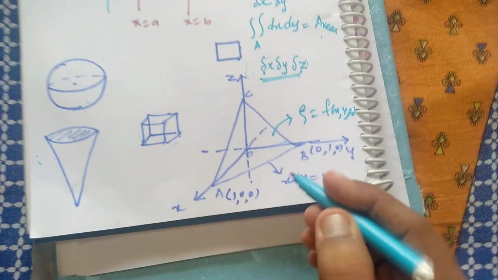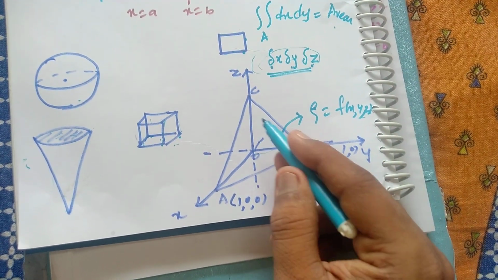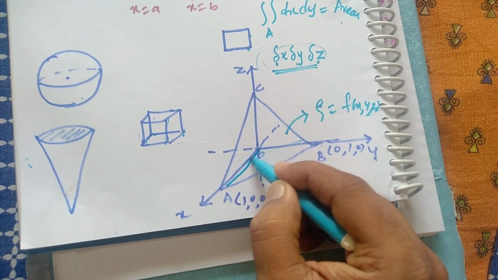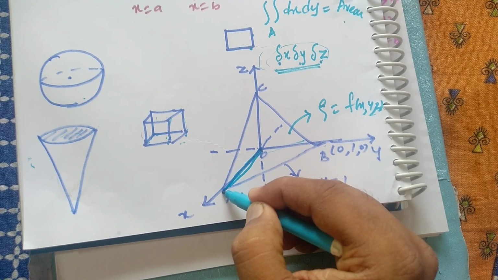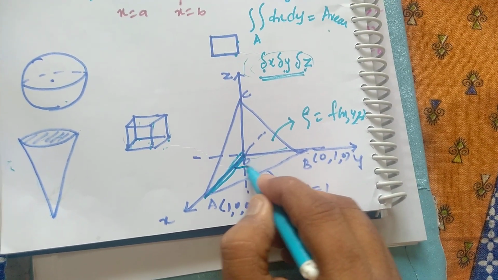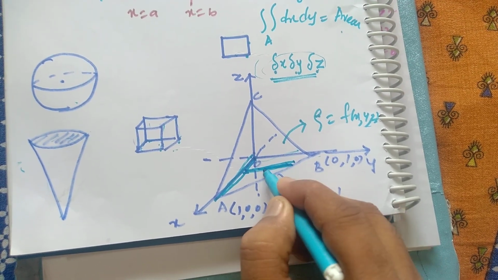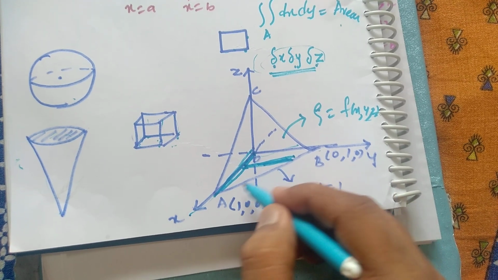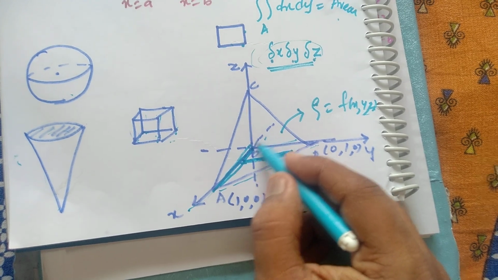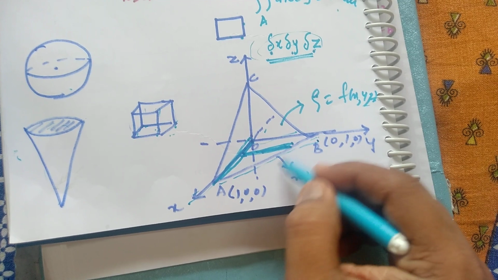Correct? So if you consider this tetrahedron, your x coordinate varies from this point to this point, so a line gets covered. Correct or not? And if you draw a line parallel to the y-axis, its lower limit is the x-axis and its upper limit is this line AB. So this is your variation of x and y coordinate. Then your area will get covered.